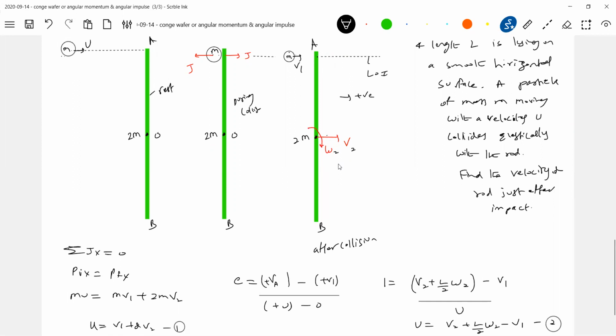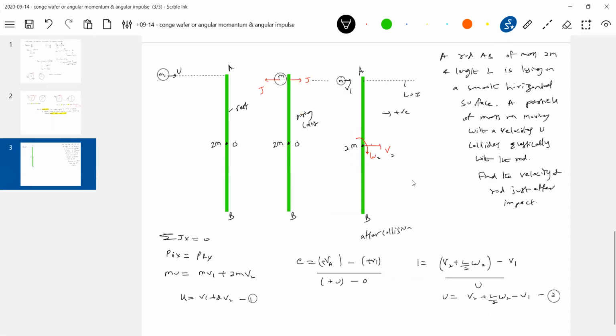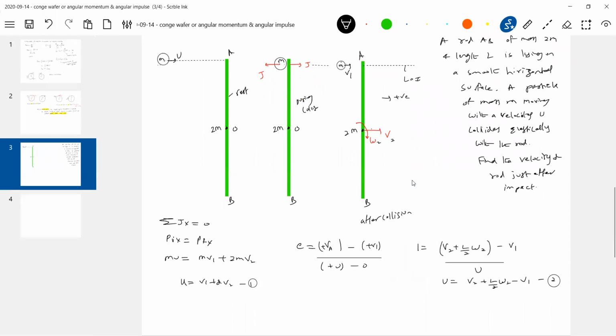Desperately, we need one more equation. I'll apply conservation of angular momentum. So how to apply conservation of angular momentum, about what point is angular momentum conserved? I'll give 1 minute because this is the first problem. I want you to really put effort. About what point can you conserve angular momentum?